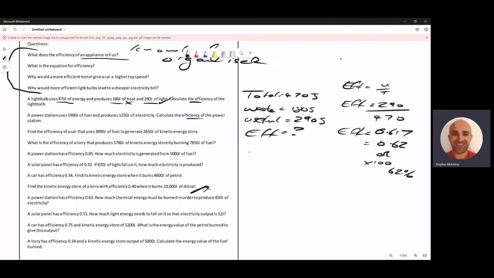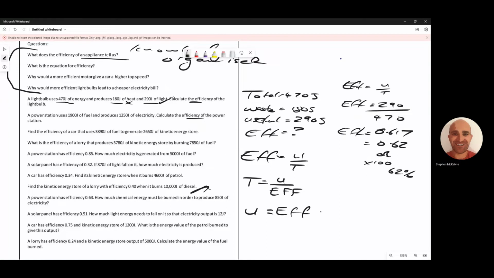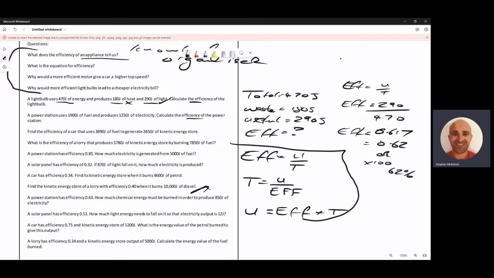Just in case Ms. Calvert didn't give it to you, I'm going to give you the rearranged equations. Efficiency is useful divided by total. Total energy is useful energy divided by efficiency. Useful energy is efficiency multiplied by total. So there are the three equations that you're going to need for all of these.